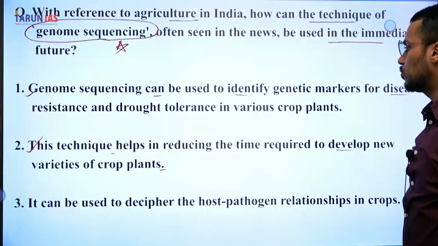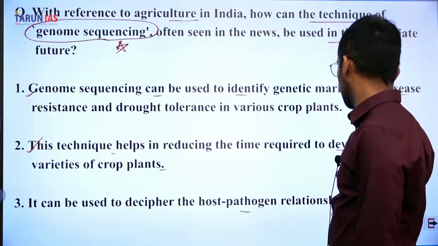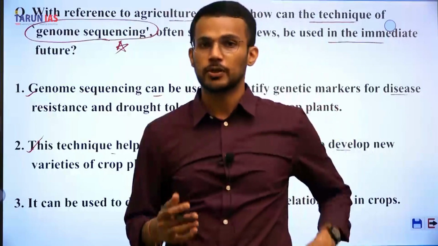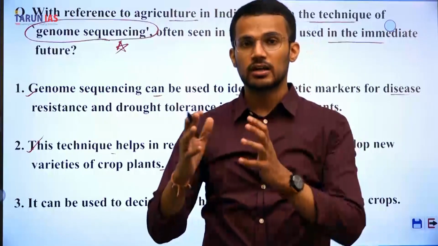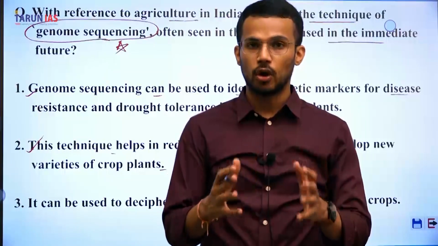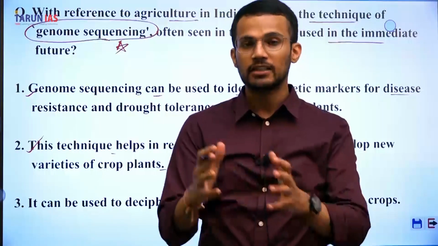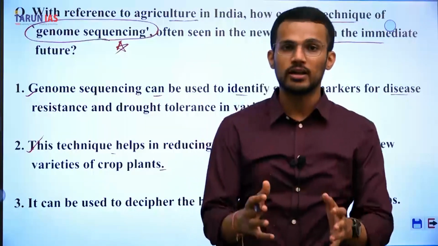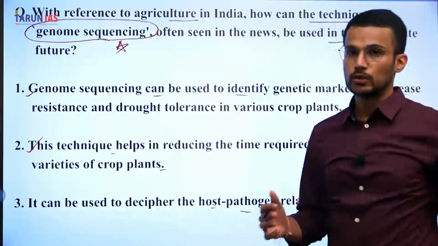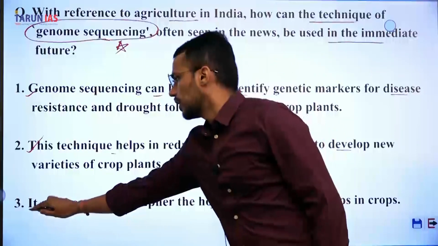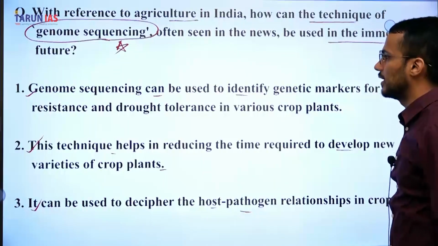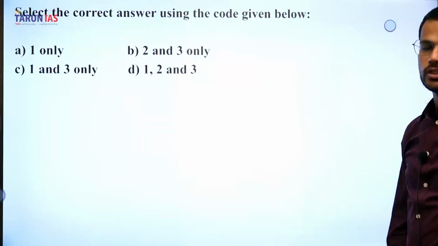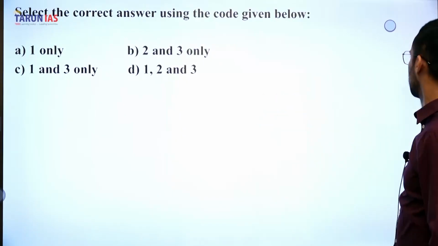Third, it can be used to decipher the host pathogen relationship in crops. That is also possible with the help of genome sequencing, because for the pathogens causing damage to a particular crop, the relation between crop and pathogen can be understood if we have knowledge of the genes that are vulnerable to that particular pathogen, right? So this is also a correct application of genome sequencing in agriculture, and that's why all these statements are correct, and hence the answer is D.